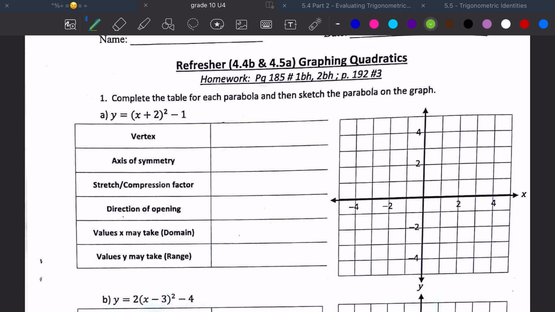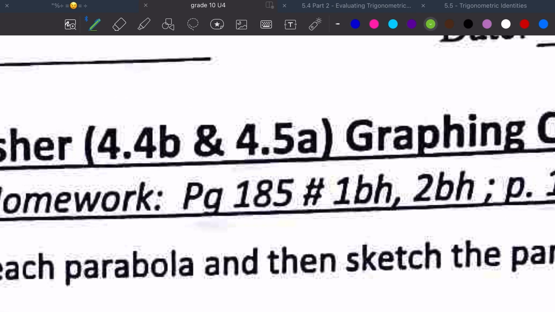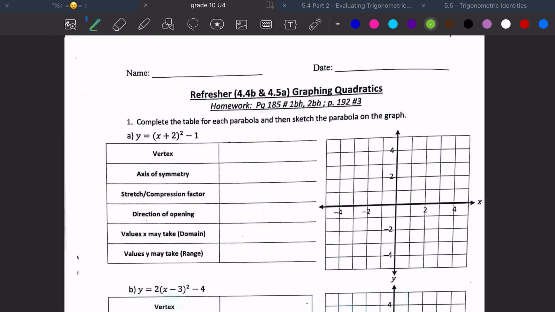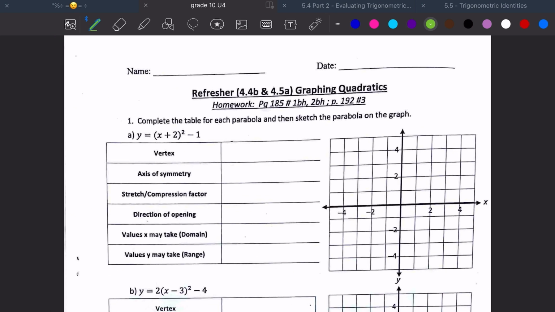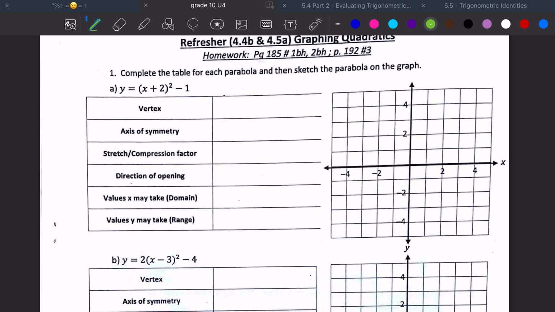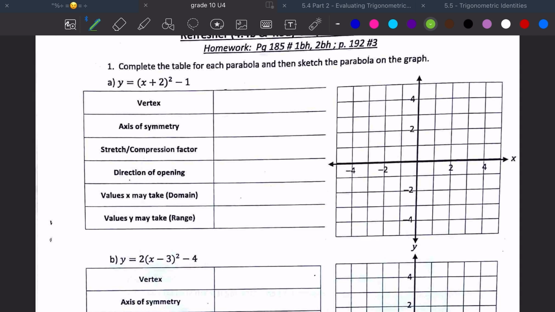So today you might notice you're like, huh? 4.4, 4.5, we're in unit 6, which is true, but this is a refresher because we're going to look at graphing quadratics when it comes to solving. So before, when you graphed quadratics, if you were trying to find the max or the minimum point, which we know as the vertex, but what if I'm just trying to solve it by graphing?